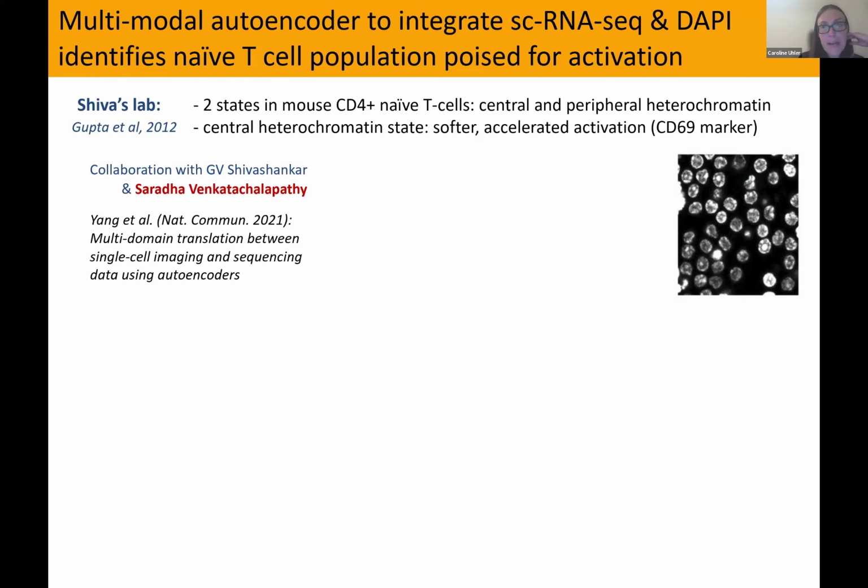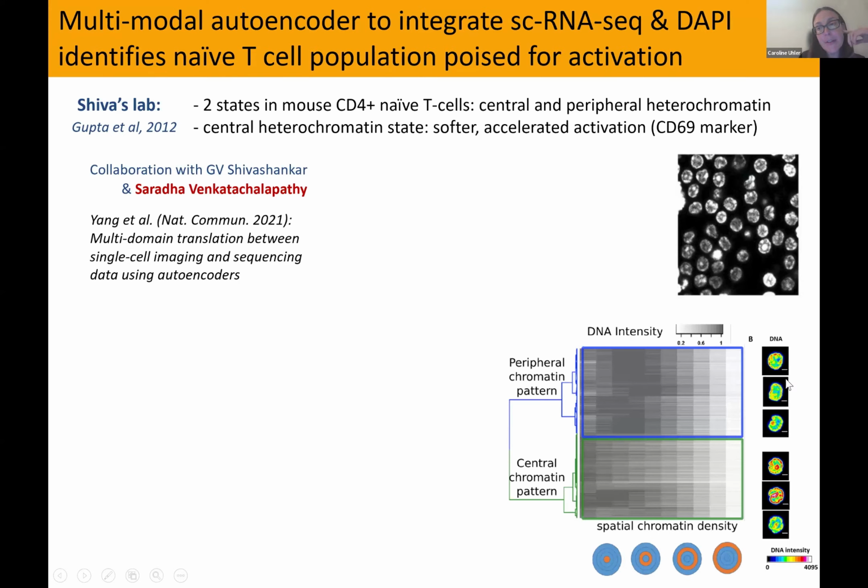So now in collaboration, we got the same data also in humans. Again, CD4 naive T cells. And again, if you just do clustering of these images, you see very clear two clusters. One has heterochromatin more on the outside, and one has more heterochromatin on the inside.